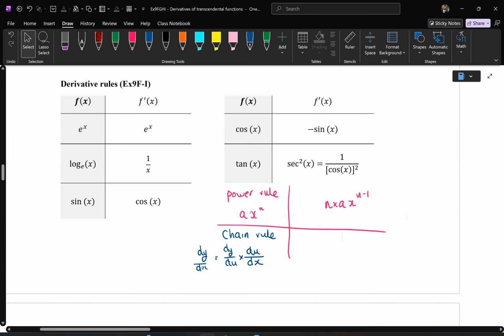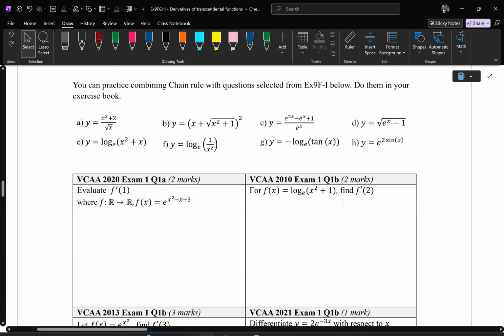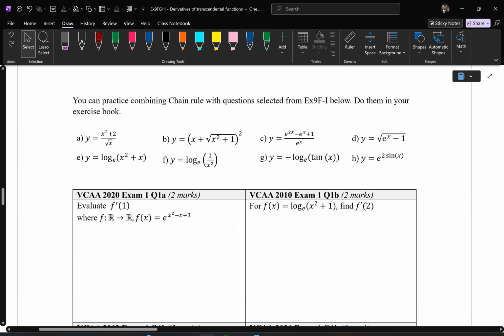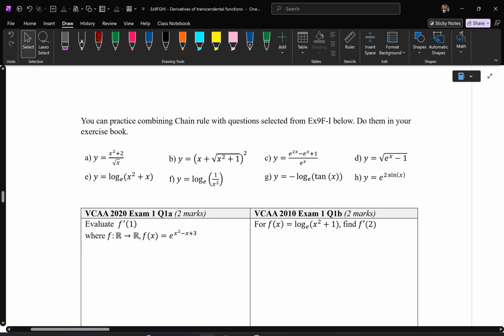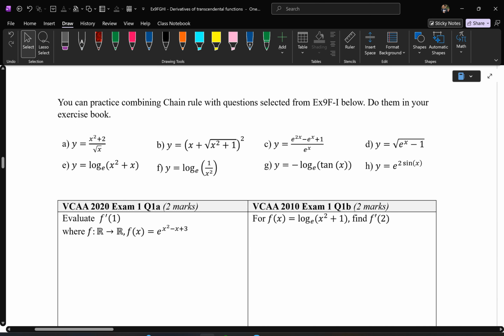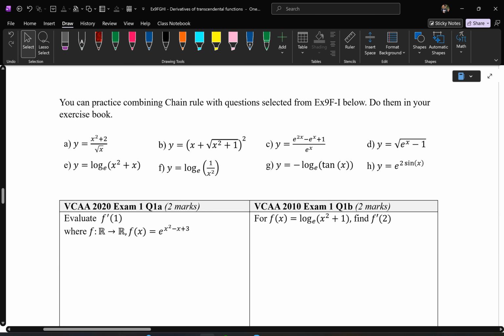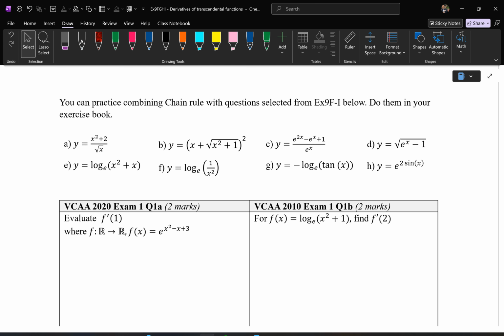Let's do some examples. If you flip to the last page, which we didn't go through last session, there's a bunch of questions I picked out that you can try. That you can do in your exercise book. Check with your calculator as well. We're going to do just some VCAA examples, and then I'll give you a little booklet that may have some overlaps in these ones here, just for you to try.